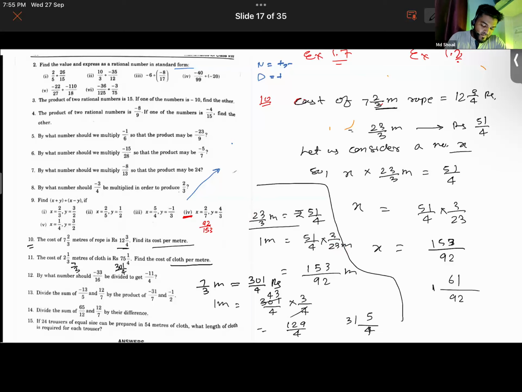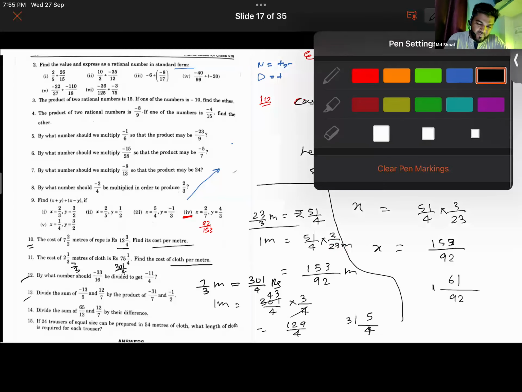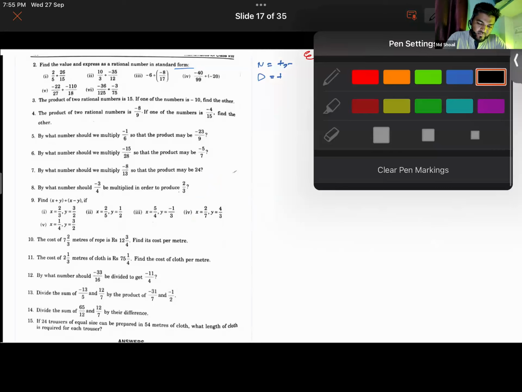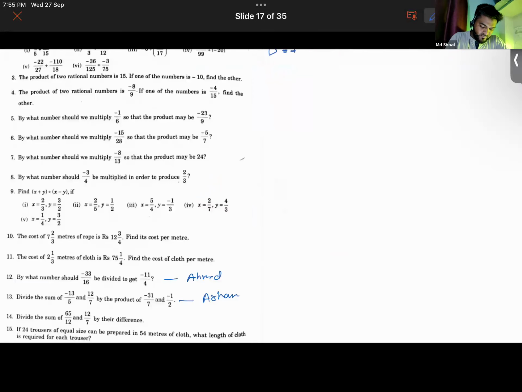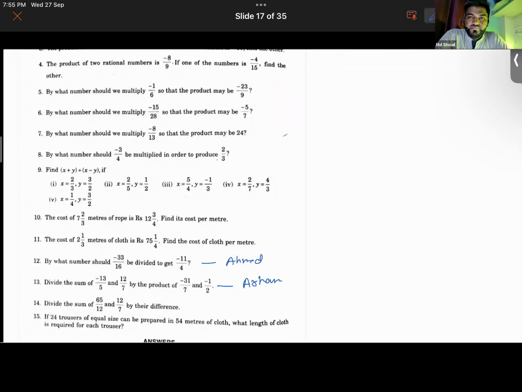Now, question number 12 and 13, these are very easy. Okay, give them a try. Ahmed, you solve question number 12. Arham, you solve question number 13. Yes, sir. Here also, you can consider a number x. Okay. Yes, sir.